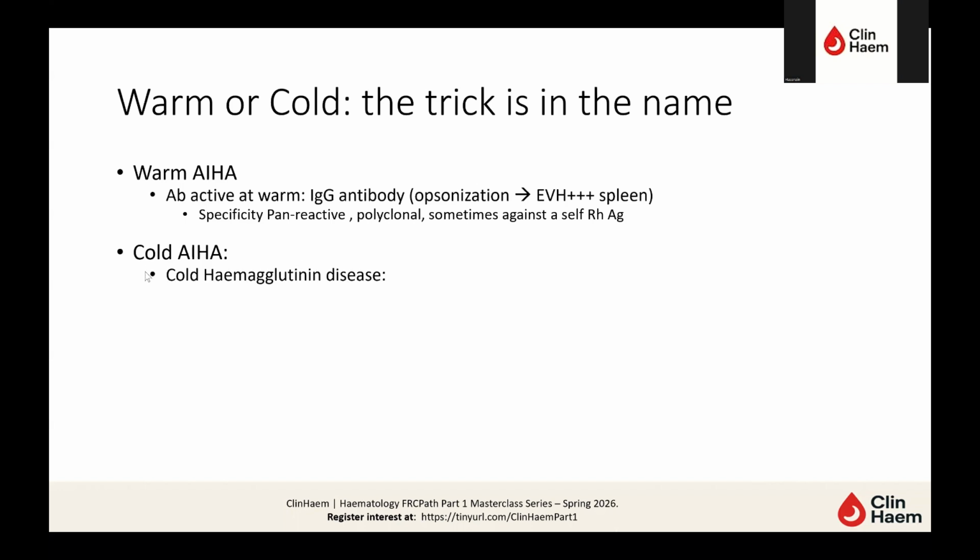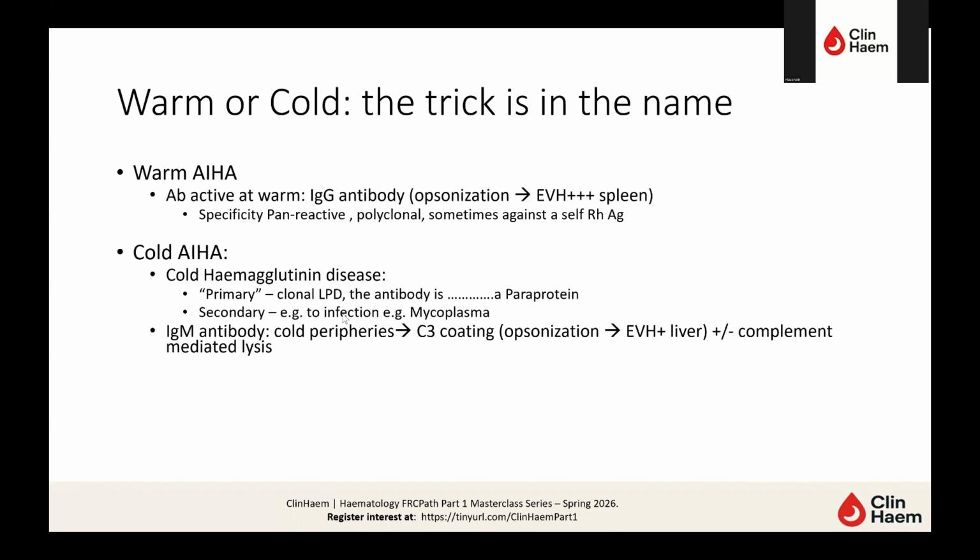Cold AIHA, on the other hand, as I've said, has two types: cold hemagglutinin disease and PCH. Cold hemagglutinin disease in the primary version is actually a clonal LPD. The antibody is a paraprotein. And the secondary one, due to infection, is most commonly not a paraprotein; it's a polyclonal antibody.